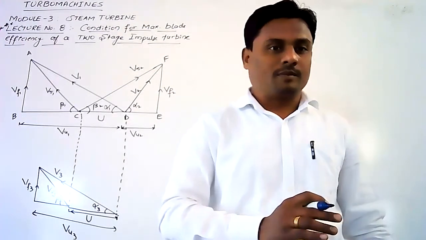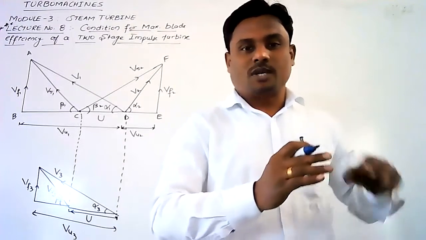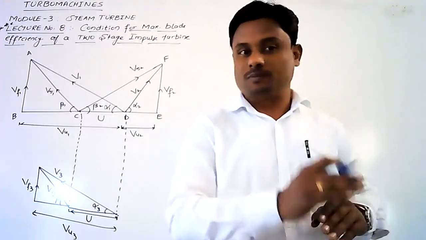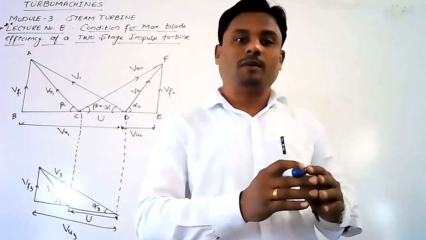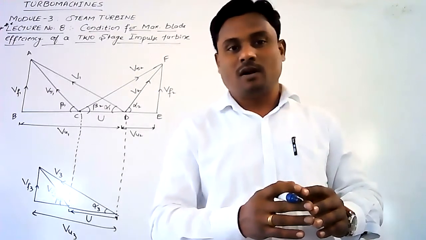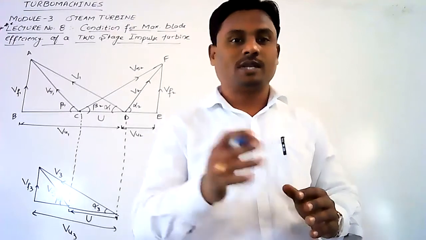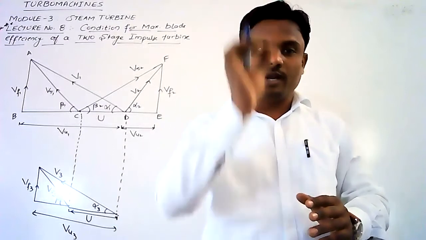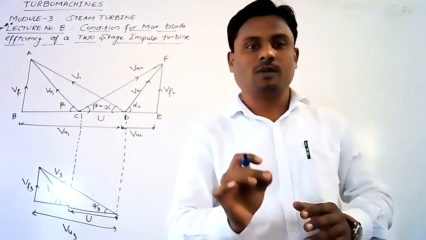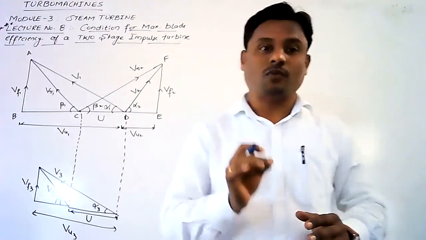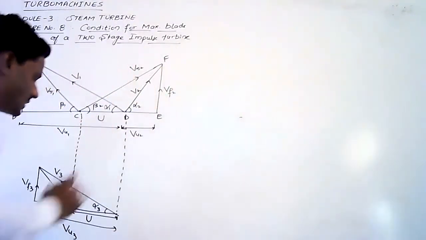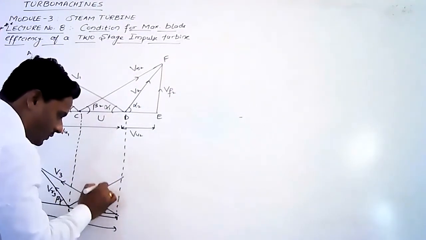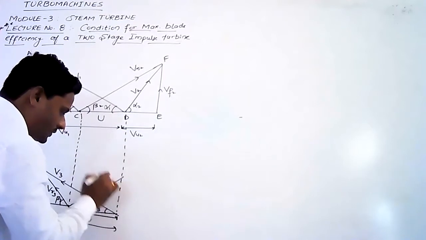So when will it become maximum? When the velocity of steam coming out from the last row of moving blade is minimum, then the work obtained will be maximum. If total work is maximum, ultimately the blade efficiency or stage efficiency will be maximum. So when V4 is vertical in nature, or V4 is equal to VF4, that will be the condition for maximum blade efficiency. Let us see how to draw the outlet velocity triangle. So this is VR4, the relative velocity component at the outlet.